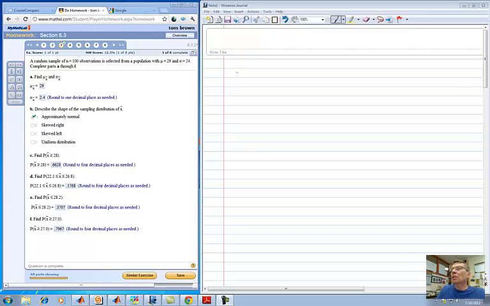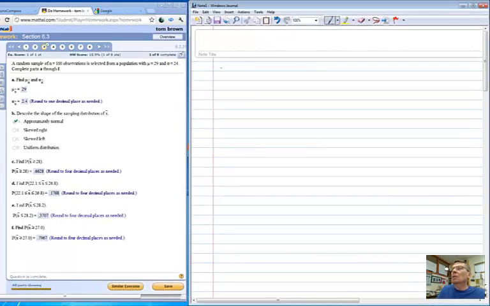So the first question is, what is the mean for x bar? And what is the standard deviation for x bar? Remember that x bar is just a symbol for the sample mean. Now remember, using the central limit theorem, we know automatically that the mean for x bar is equal to the population mean. And here the population mean is 29.